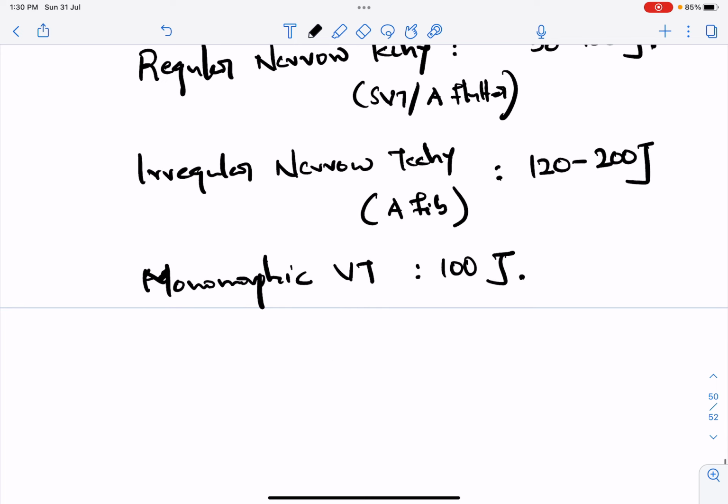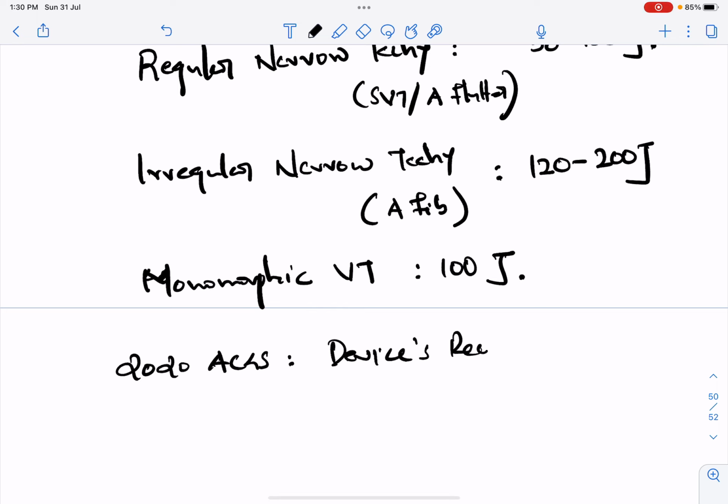But according to 2020 ACLS guidelines, it is according to device recommendation energy level. Okay, so device recommended energy level. In 2020 modification, there is no specific joules according to the rhythms. It is according to recommended device energy level. Okay, this is how you treat a patient with an unstable tachyarrhythmia.